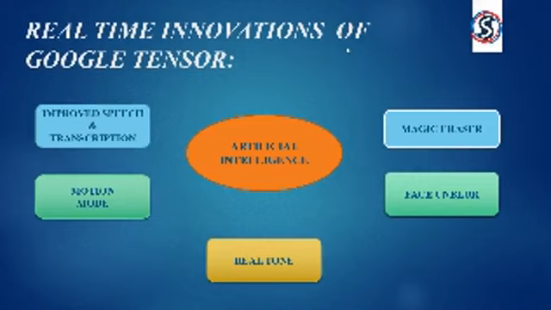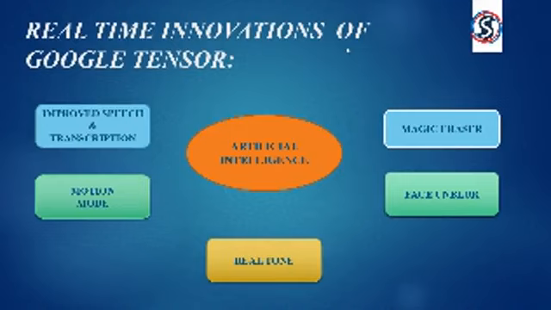So what are the real-time use cases? The first is improved speech and transcription. As I have told you, the automatic speech recognition, the ASR, that we have in Google Translator. This is the real-time example of the betterment of AI by the Google Tensor.